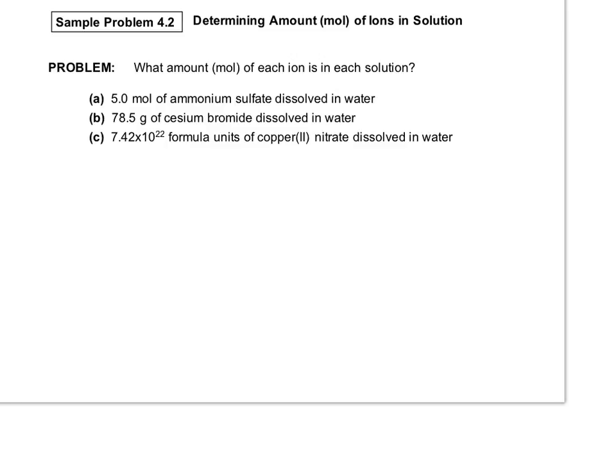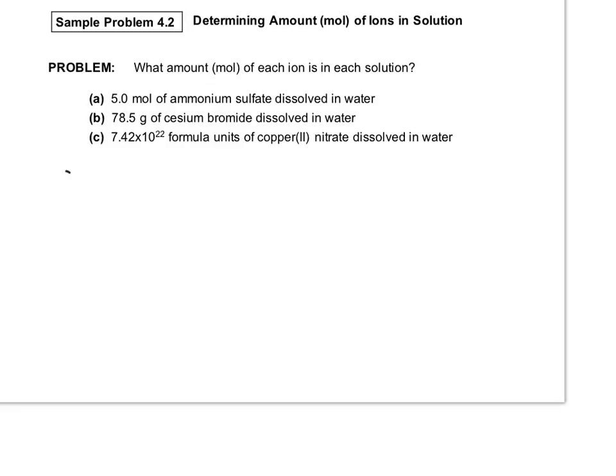Sample problem 4.2 reads, what amount, or moles, of each ion is in each solution? A part says that we have 5 moles of ammonium sulfate dissolved in water. And one thing that I want to highlight here, notice the question is asking for moles of each ion. Ammonium sulfate is made up of ions, right? This is an ionic compound here. Both of those being polyatomic ions.